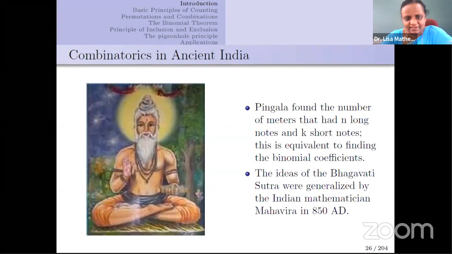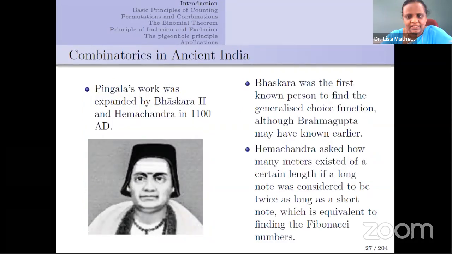The ideas of the Bhagavad Sutra were generalized by the Indian mathematician Mahavira in 850 AD. Building on Pingala's work, in 1100 AD Bhaskara was the first known person to find the generalized choice function. Now, the choice function is the equivalent of our binomial coefficient, although there is evidence that Brahmagupta may have known it earlier.